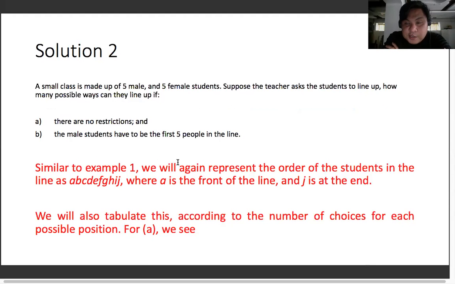So as I mentioned, we're going to use again the letter position technique that I've seen from the works that you've submitted. Since there are 10 people that we need to arrange here, we're going to use 10 letters. So it goes from A all the way to J, where A is the person in front of the line, and J would be the person at the back of the line. To make it clear, we're going to tabulate the possible choices we have for each particular position.